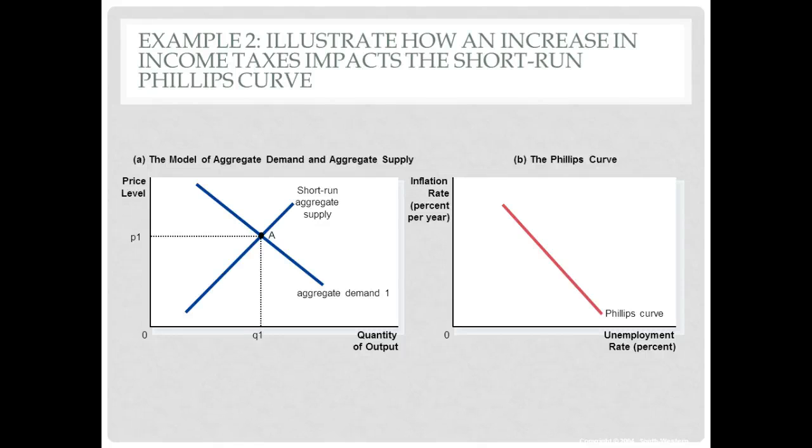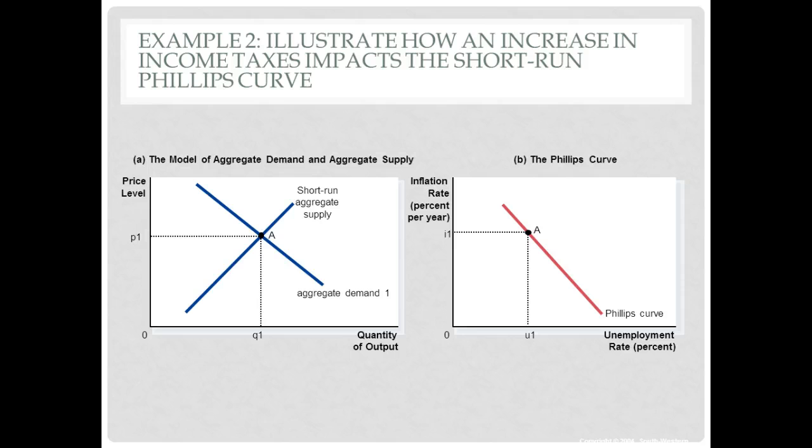And of course, now there'll be a corresponding inflation rate tied to the price level P1 and a corresponding unemployment rate tied to the GDP Q1 over on the Phillips curve. And again, since we labeled the point A in our aggregate demand, aggregate supply graph, we'll also label it point A over on our Phillips curve graph, I1 and U1.